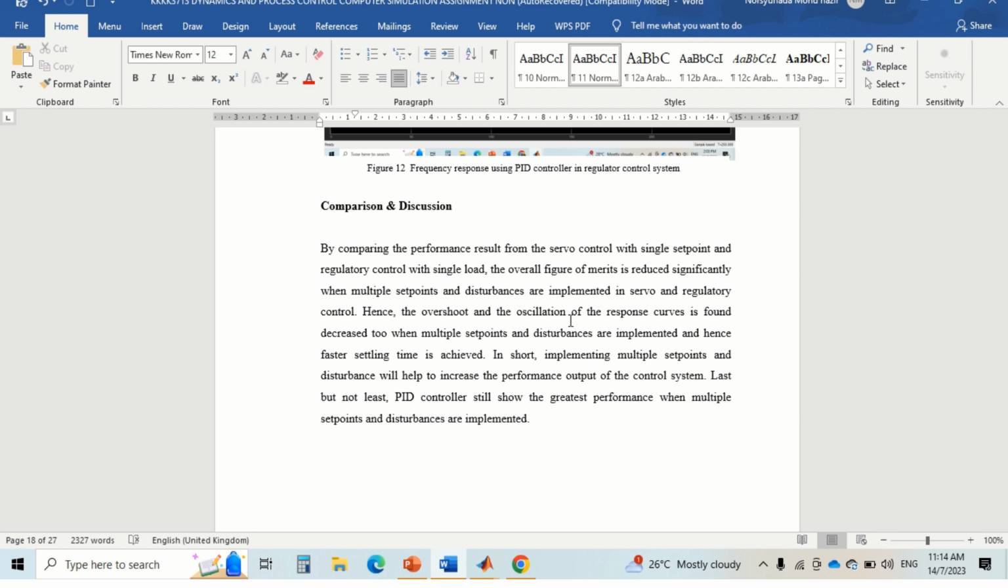Hence, the overshoot and the oscillation of the response curve are found decreased too when multiple set points and disturbance are implemented, and hence faster settling time is achieved. In short, implementing multiple set points and disturbance will help to increase the performance output of the control system. Last but not least, PID controllers still show the greatest performance when multiple set points and disturbance are implemented.